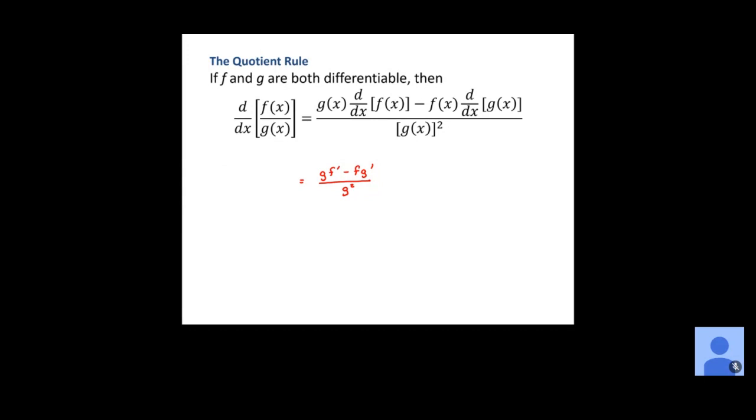Now the key with this one is start with g, right? Because I know with product rule, the formula we use starts with an f, but you've got to start with a g here, and it's important that you do that because you're subtracting in the numerator, so the order does matter. So it's always g f prime minus f g prime, and then all of that goes over g squared.